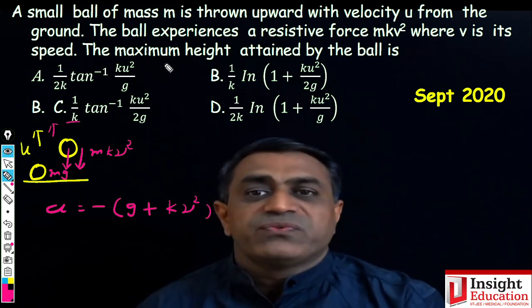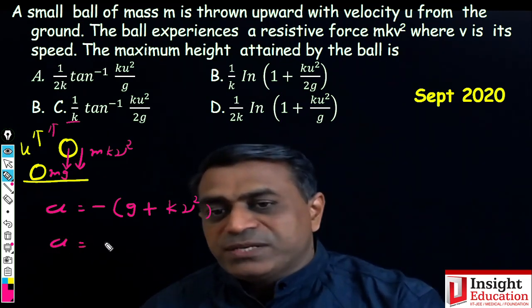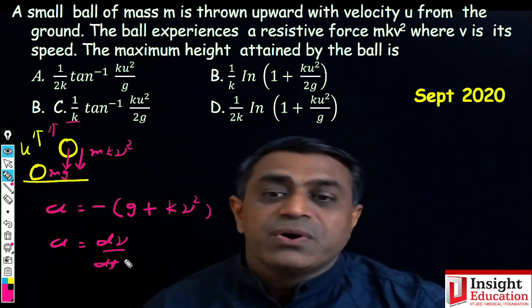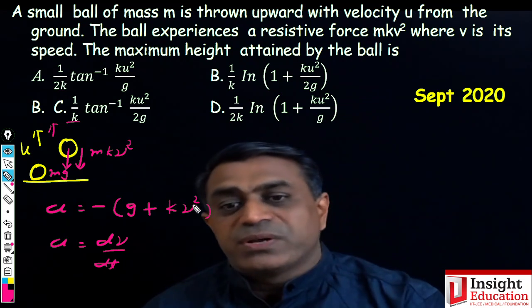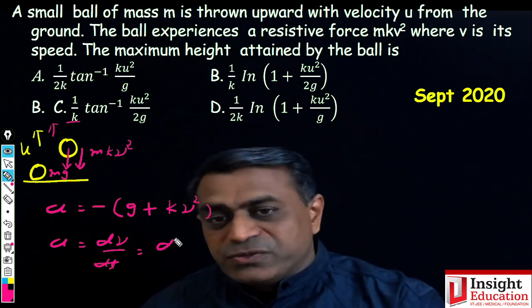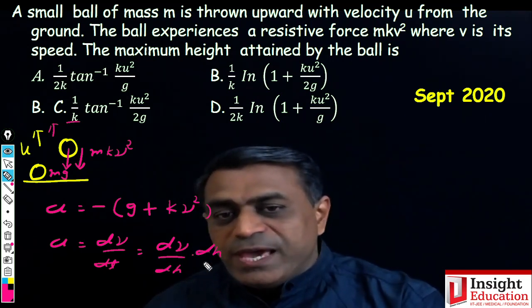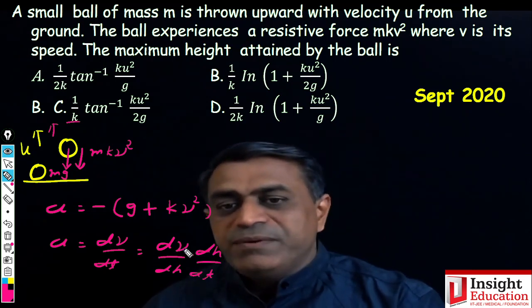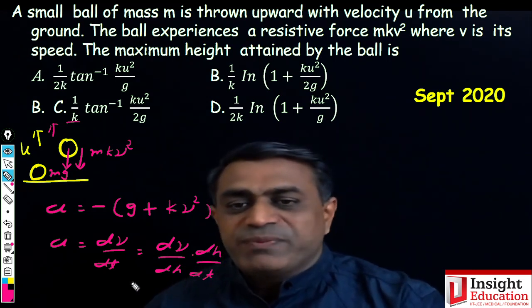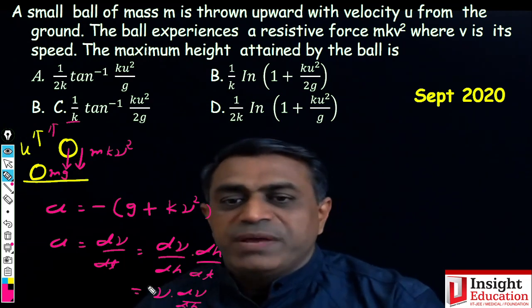If I want to find the height, I can calculate it. Acceleration is equal to dv by dt. Acceleration is a function of velocity, and if I want to find the height, then introduce height in this. So I can write dv by dh into dh by dt. dh by dt is velocity. So velocity into dv by dh.